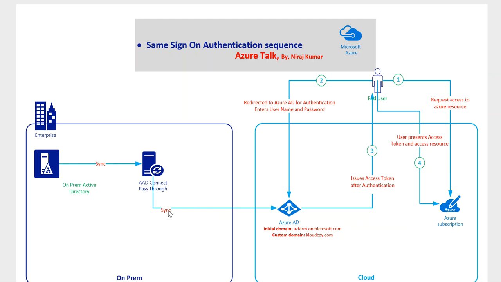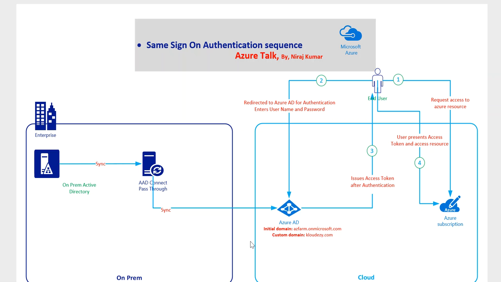But apart from that, everything else remains the same. Your user still gets authenticated here against Azure AD. The authentication doesn't come back to on-prem. The user thinks that he or she is using the same user ID and same password, so that's why they get a feeling that I have only a single identity.